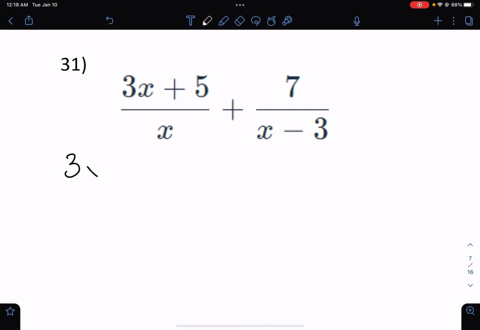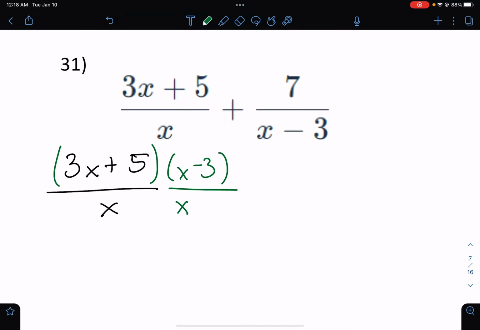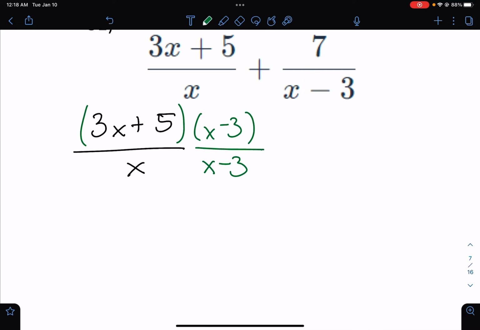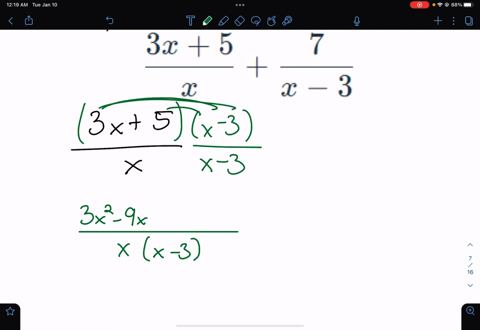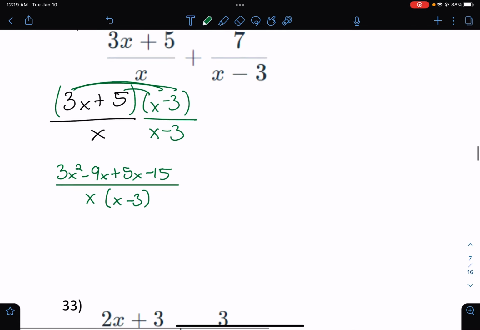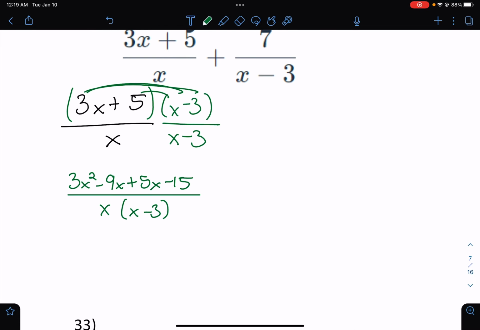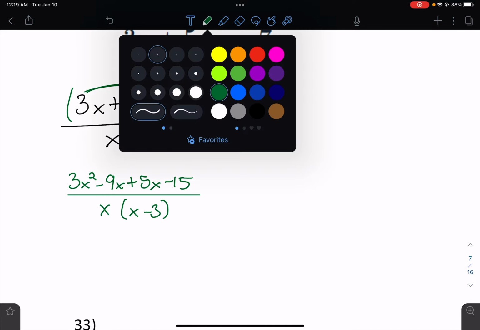So we're going to take my first guy. He is missing an x minus 3. So I'm going to multiply him by x minus 3 all over x minus 3. Now on the bottom, you do not have to FOIL or distribute or anything. It's not that important. But on the top, you do have to do that. So I'm going to go ahead and distribute this, or FOIL. So I get 3x squared minus 9x plus 5x minus 15. You can combine like terms if you want at this point. You'll still get the same answer. So that gives us that.